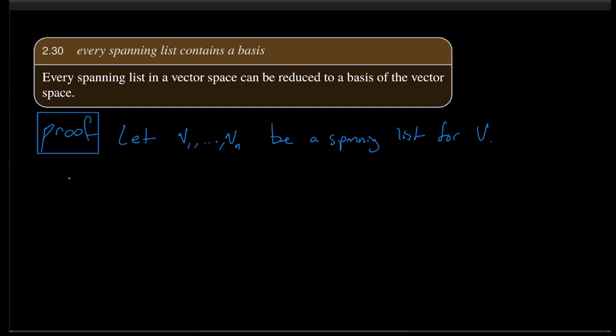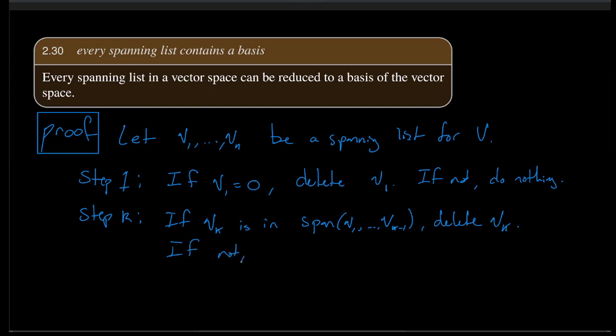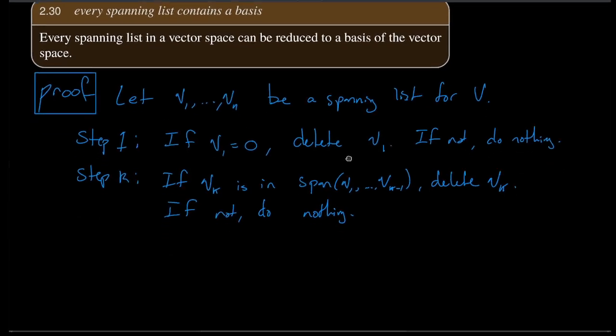So here's the idea. Step 1. If v1 is equal to 0, delete v1. If not, do nothing. Okay. Now, I'll write this as step k. Here's the idea. If vk is in the span of v1 all the way up through vk minus 1, delete vk. If not, do nothing. Okay.